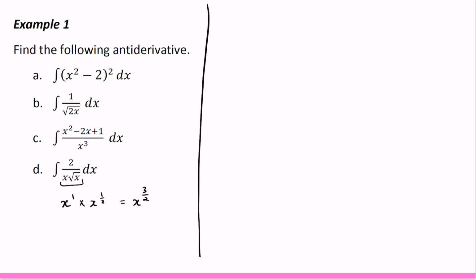And of course, because it's at the bottom, then it's going to be x to the power of negative 3 on 2 when I take it to the top. So that's all I have to do in terms of rewriting it. So that'll be 2 x to the power of negative 3 on 2 dx. You can take the 2 out, but it's an easy enough number.